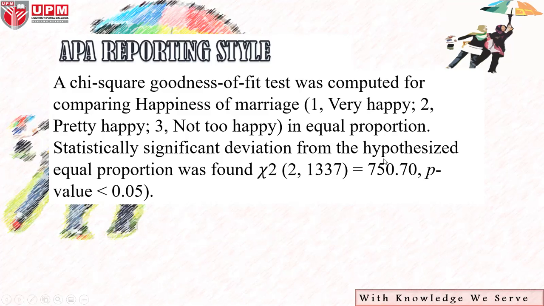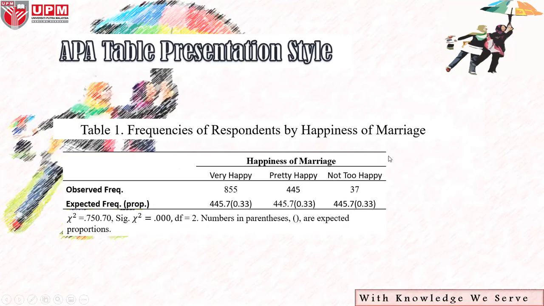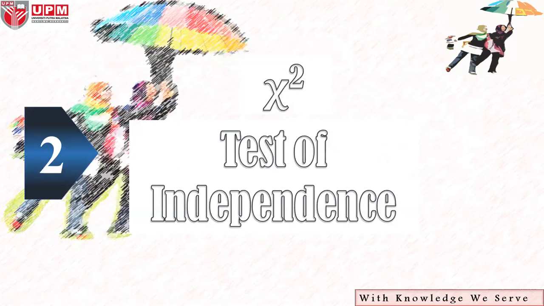Okay, so this is an example of how to report the chi-square goodness of fit result according to APA style. This is the APA table presentation style for the output. Any questions so far? Ada soalan?